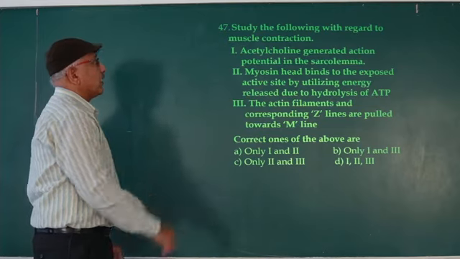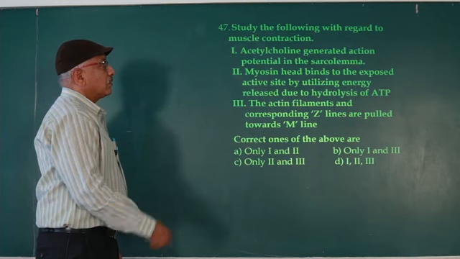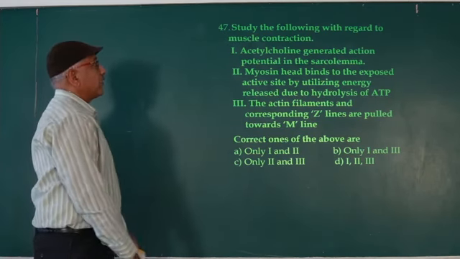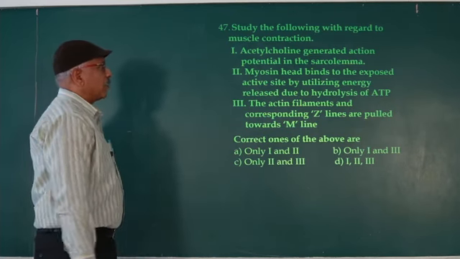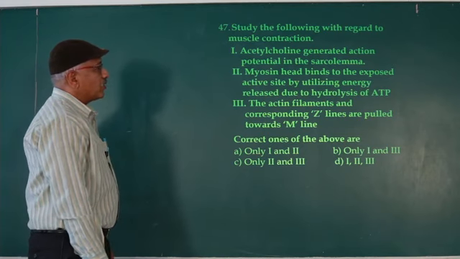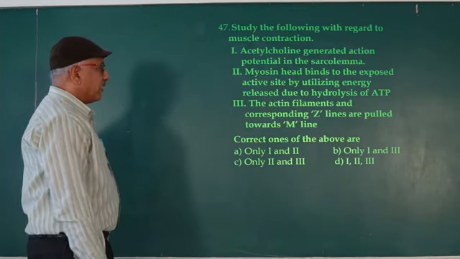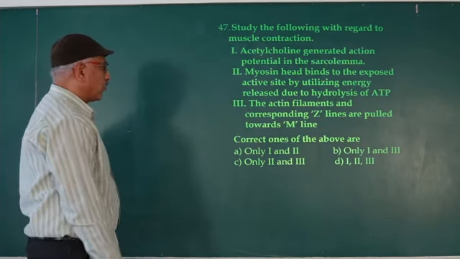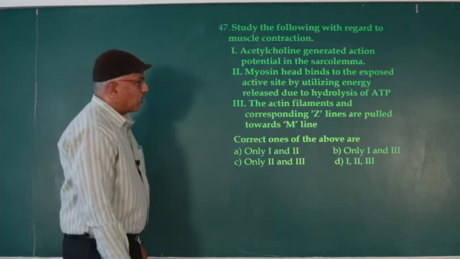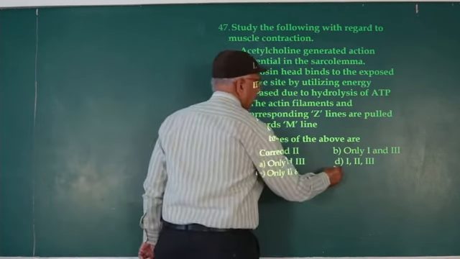Study the following with regard to muscle contraction. Acetylcholine generates action potential in the sarcolemma. Myosin heads bind to the exposed active sites by utilizing energy released due to hydrolysis of ATP. The actin filaments and corresponding Z lines are pulled towards the M line. So choose the correct one.